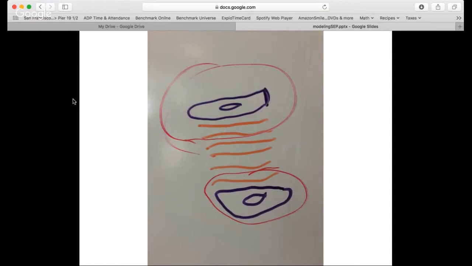This student is showing the idea that each magnet has a field, and if there are enough spacers in between the magnets, their fields would not touch or interact.